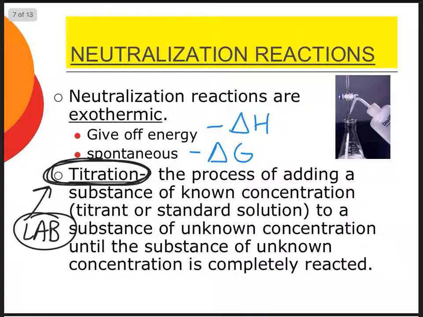Titration is a process of adding one substance that we know everything about. We know the concentration, we know the amount, and we are going to add it to a substance that we don't know, an unknown concentration. By titrating this, what we call a standard solution, we are going to figure out the concentration of the unknown solution. So this is a way of identifying an unknown concentration of a substance.